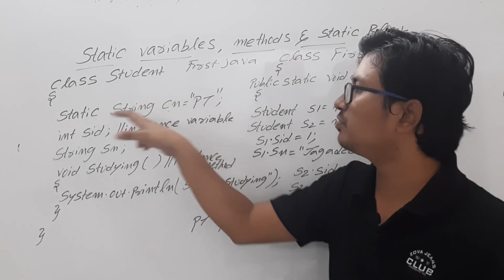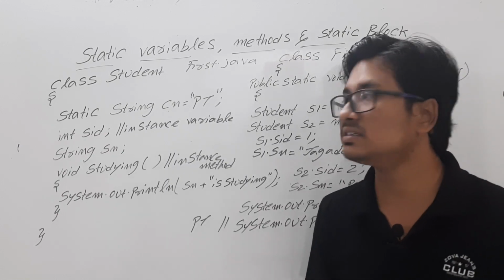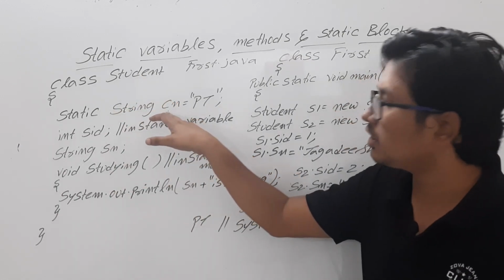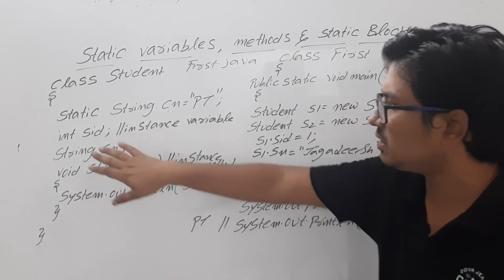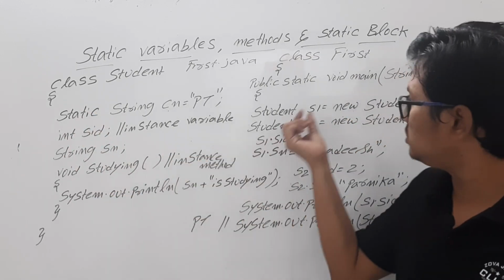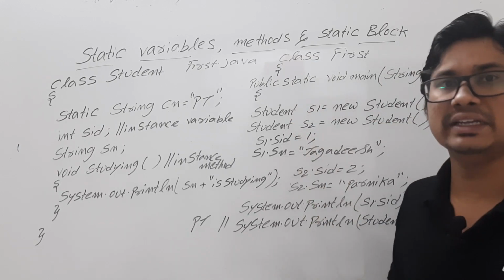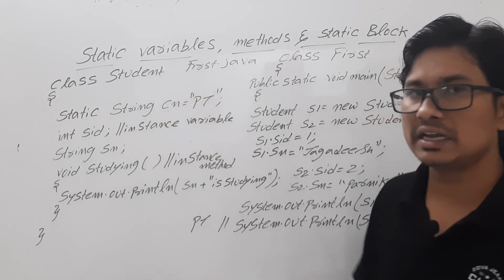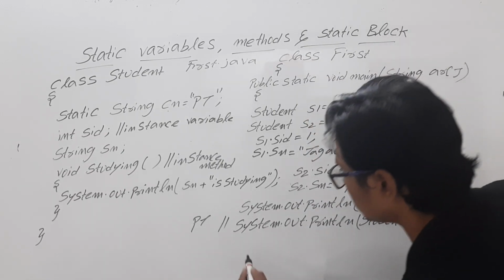What is the name of the static variable that you can give? Then you can ask me, sir, can I access the static variable cn with the help of the objects? Let's take that I have created the objects for instance variables. Using these objects called s1 and s2, can I access the static variable? Yes, you can do it. That is no problem. Let me discuss that part also.